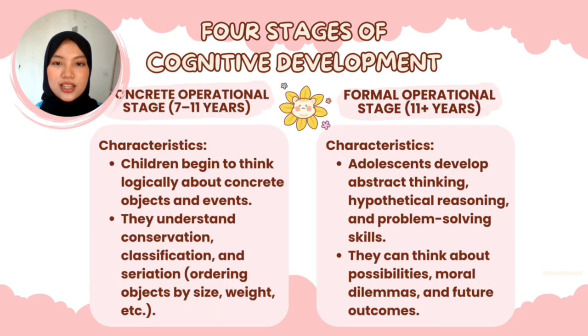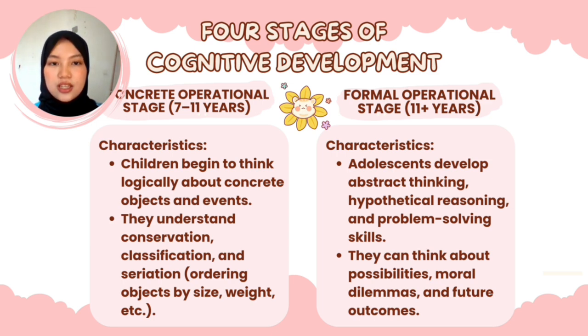And the third stage is the concrete operational stage, which happens between 7 to 11 years. The characteristics are that children begin to think logically about concrete objects and events. They understand conservation, classification, and seriation, which is ordering objects by size and weight.